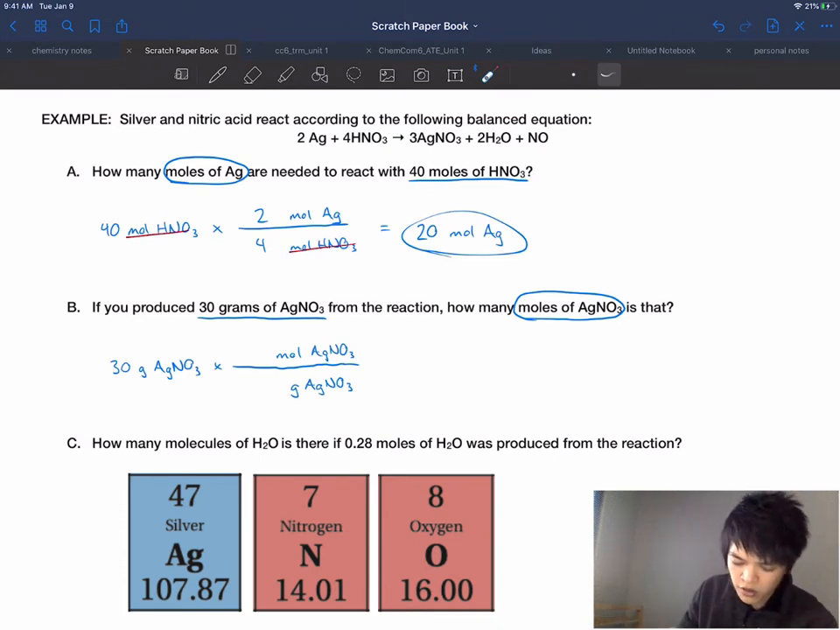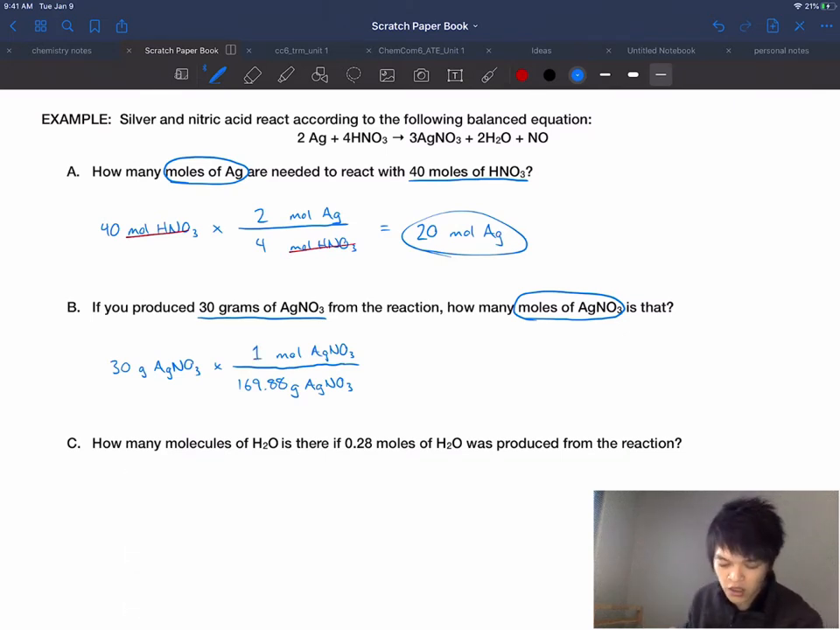169.88 grams, so that goes on the bottom, for every 1 mole of silver nitrate. So 1 goes on the top. All right, the unit that cancels out here, let's see, grams of silver nitrate and grams of silver nitrate. We are left with moles of silver nitrate, which is what we need. So that means we can go ahead and throw in our equal sign.